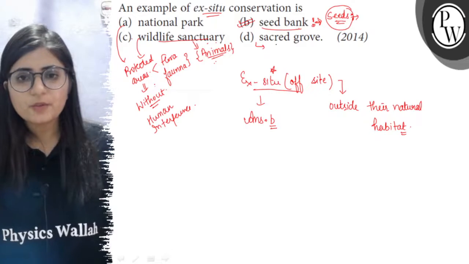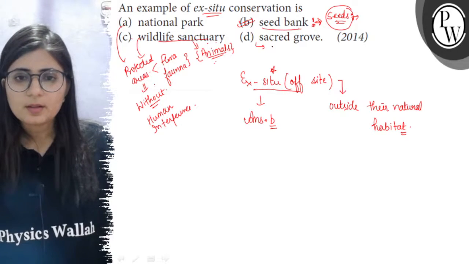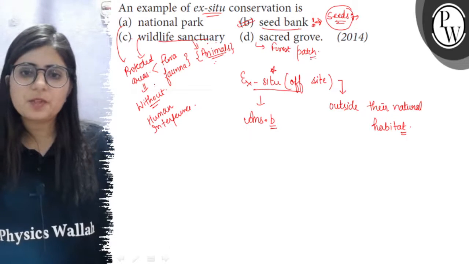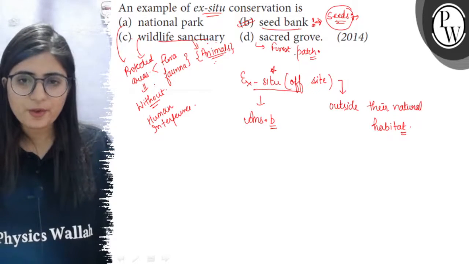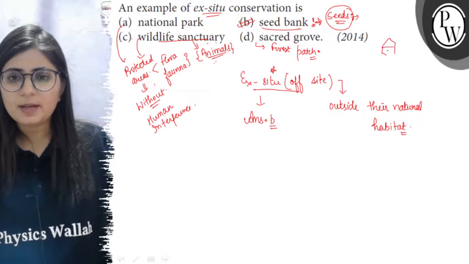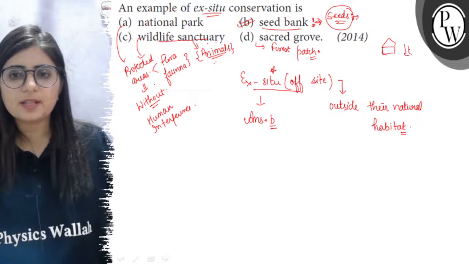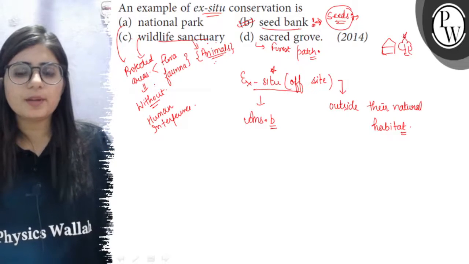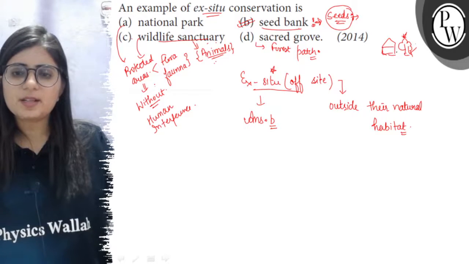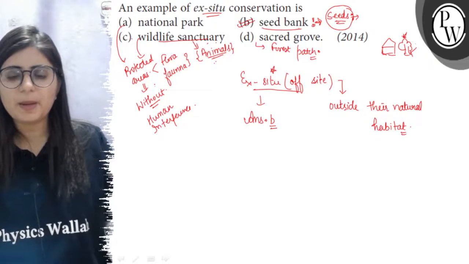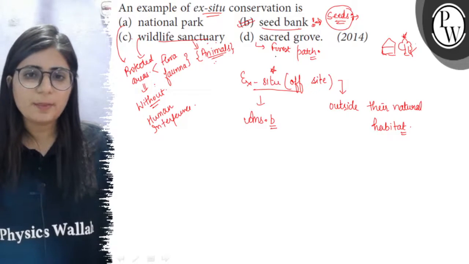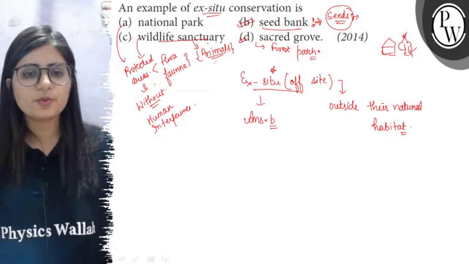While the sacred grove, so sacred groves are forest patches around a place of worship which are kept in high esteem by the tribal people. So suppose there is a temple and around this temple there is a forest. Now the tribal people protect these forests, they do not let anyone cut these trees. So these trees and other animals living in these forest patches are preserved in their natural habitat. So this is also a method of in situ conservation.